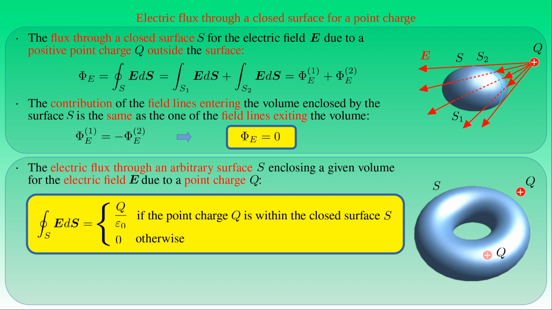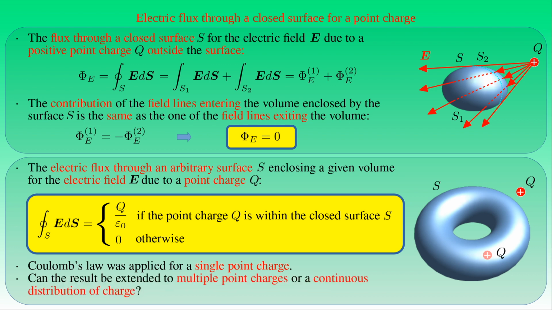We note that we applied Coulomb's law for a single point charge to derive this relationship between electric flux and charge. The question is whether we can extend this result to multiple point charges, or even to a continuous distribution of charge. If we examine this question, we will see that such an extension of this result is possible, which is stated in Gauss's law.